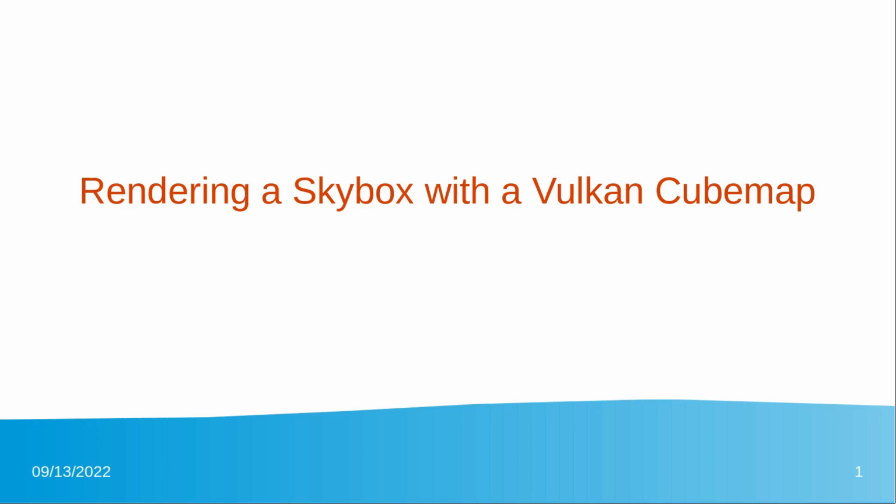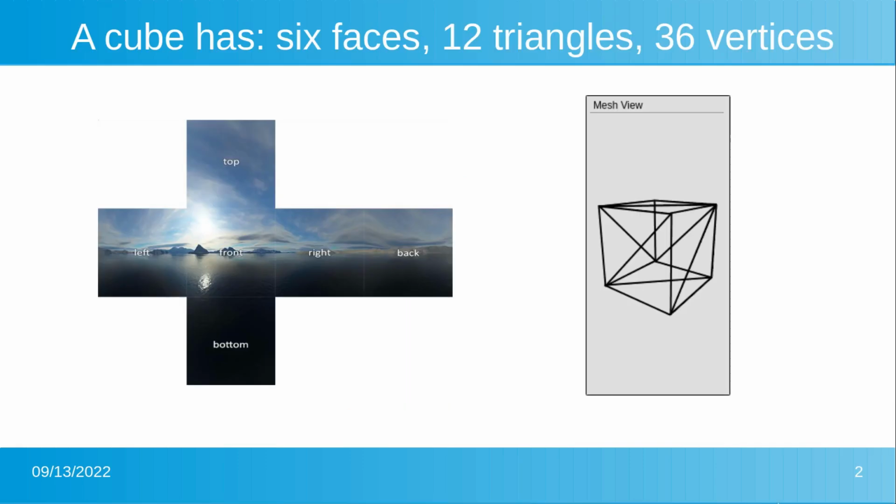Hi there! Today we are looking at rendering a skybox with a Vulkan cube map. Here we are looking at a cube map. It has 6 faces, left and right, top and bottom, and front and back. Each of the faces is a quad. Each quad has 2 triangles, each with 3 vertices. So per face we have 6 vertices, and for the entire cube we have 36 vertices.